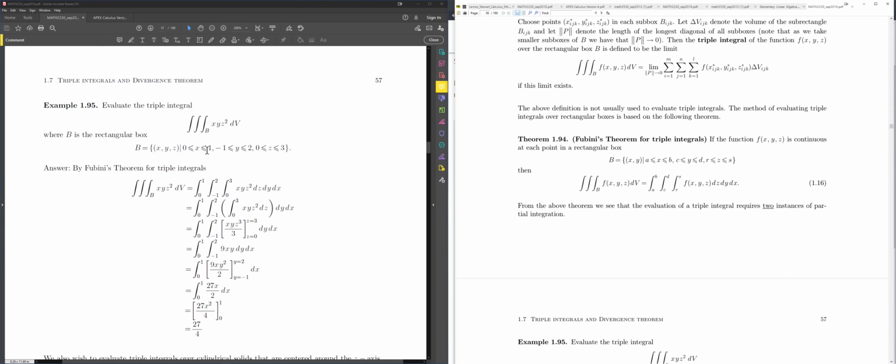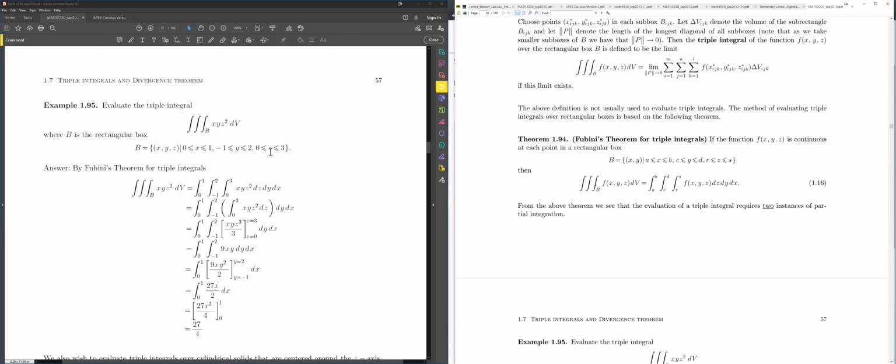Alright, so let's work out this example from the notes using Fubini's theorem for triple integrals that I just talked about. I'm going to integrate the function x y z squared over this solid rectangular box, given that x lies between 0 and 1, y lies between -1 and 2, and z lies between 0 and 3, right?